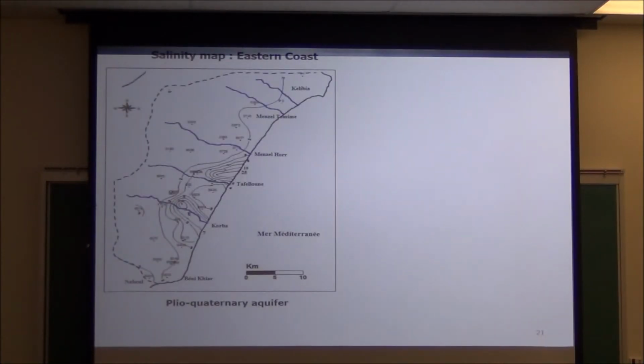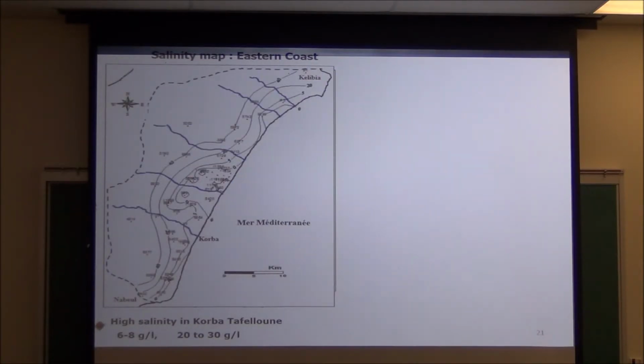The salinity map of the eastern coastal aquifer shows a high salinity from 6 to 8, and also in some places reaching 30 grams per liter. And if we superpose the piezometric map on the salinity map, we see that the high salinity coincides with the piezometric drop. That means seawater intrusion has big consequences on the increase of the salinity of this aquifer.